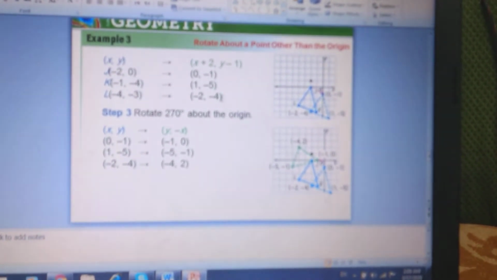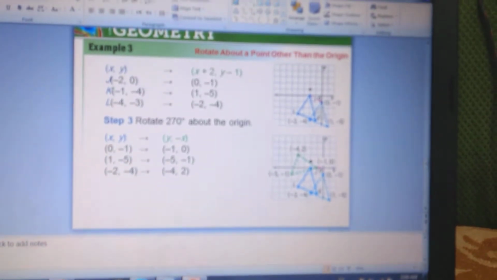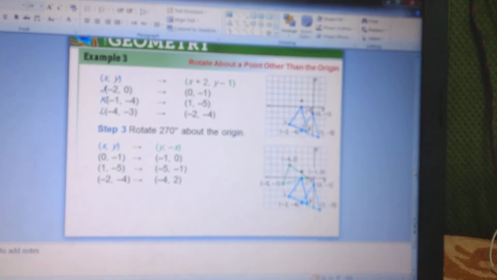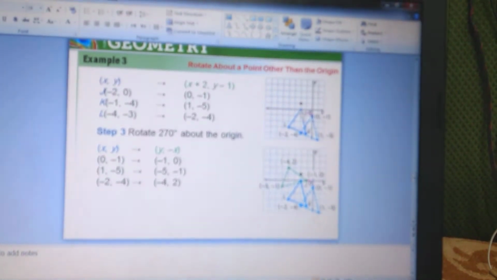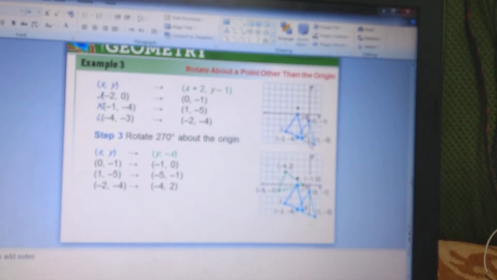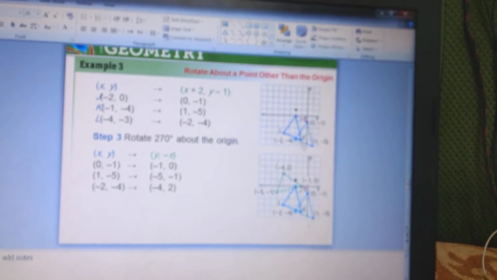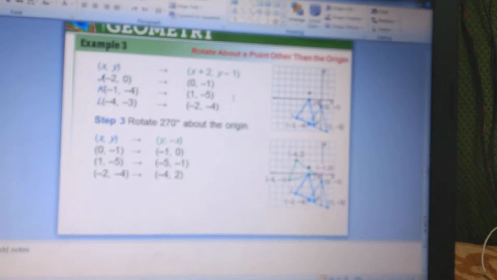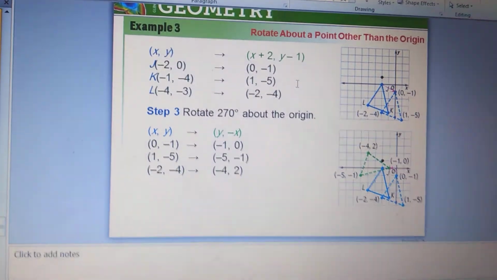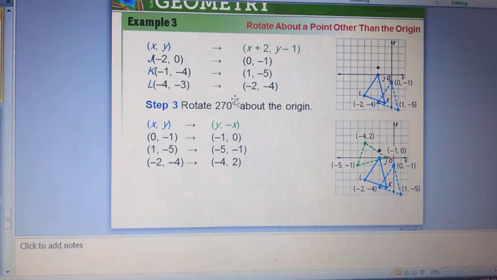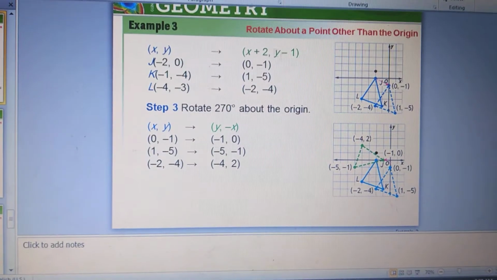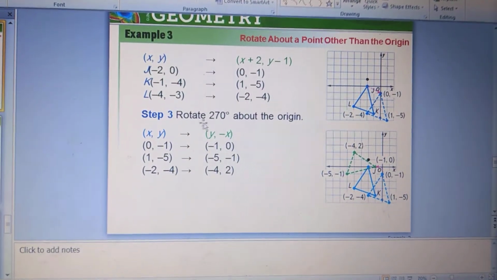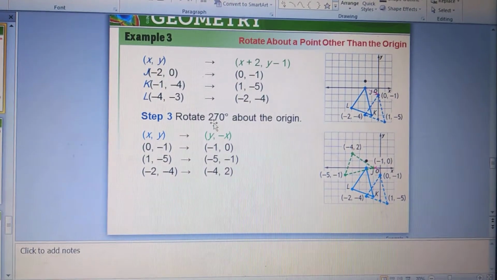I graph these points, like here. You see this, the pre-image or the main figure. I make translation. I get this triangle. After I do this step, I go to the next step. What I do now, these 3 points or the new triangle, this one, I make rotation 270 degrees.